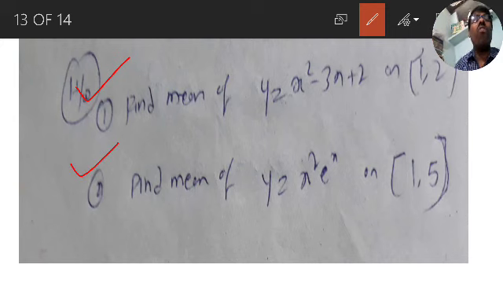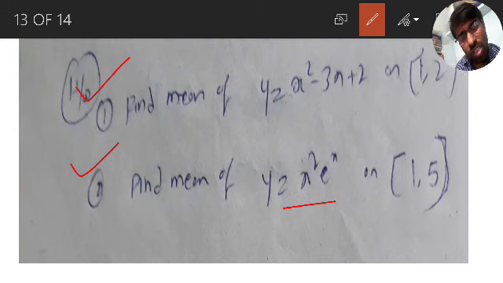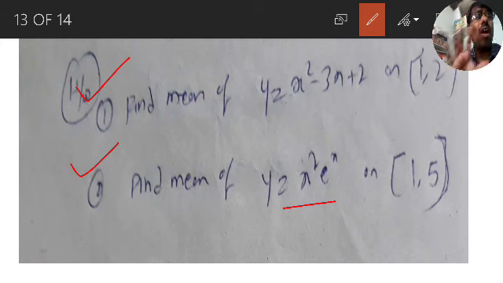Second problem, find the mean of y is equal to x square into e power of x on 1 to 5. On 1 to 5, x square into e power of x, one is algebraic and another is exponential. As the first function is algebraic, you have to apply the Bernoulli rule: derivatives for the first function, and integration for the second function, cross multiply with plus minus, then upper limit minus lower limit gives the answer. All these types of problems we already did in the lesson.